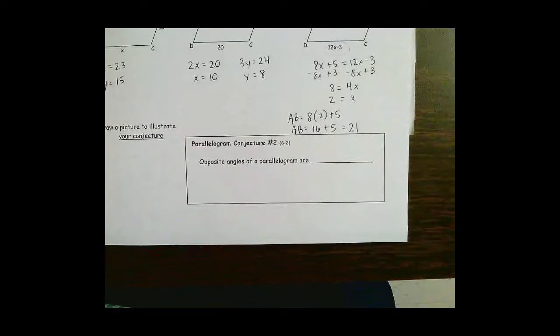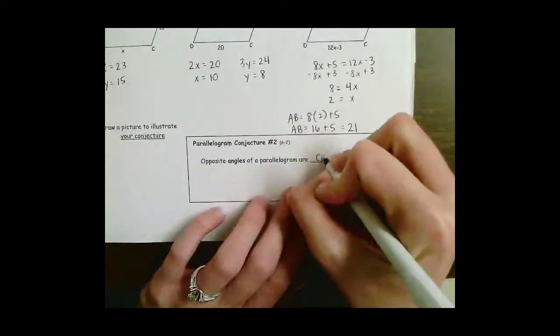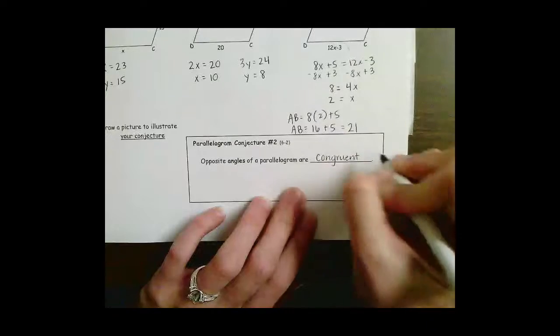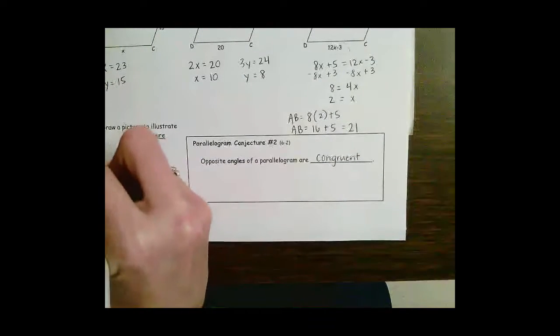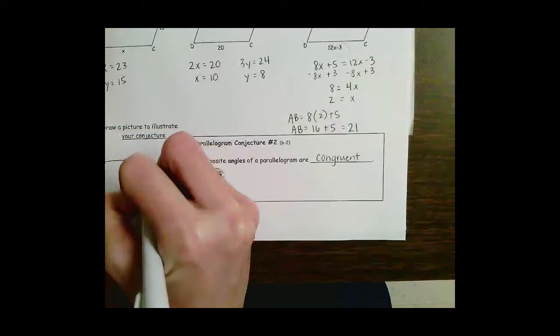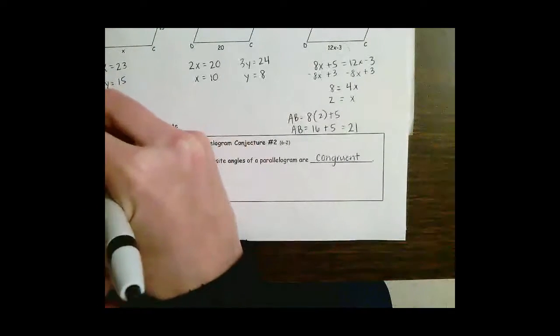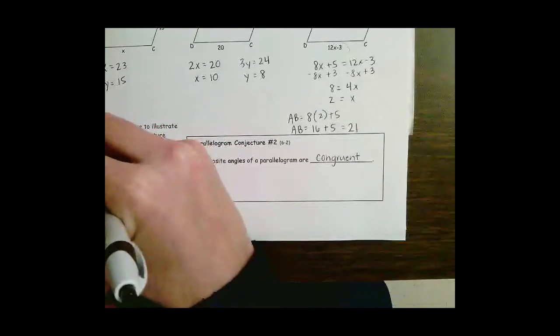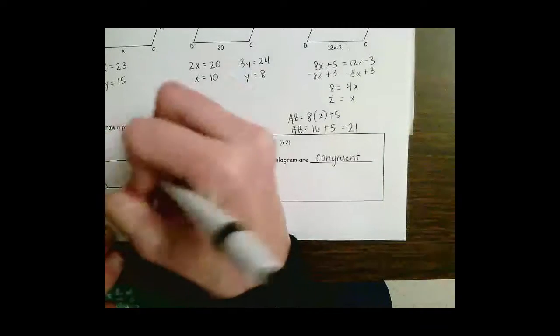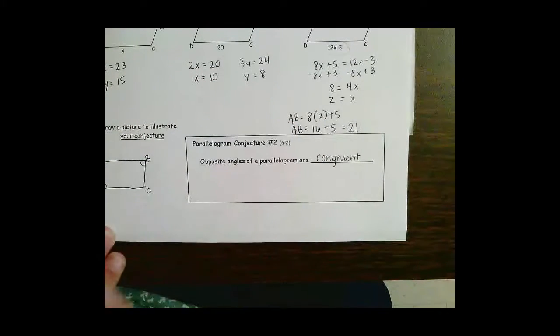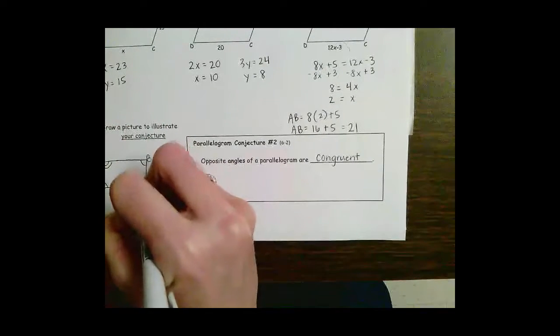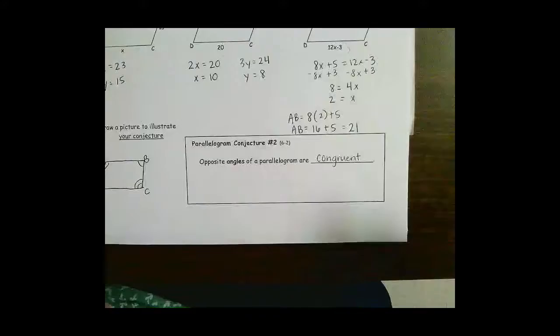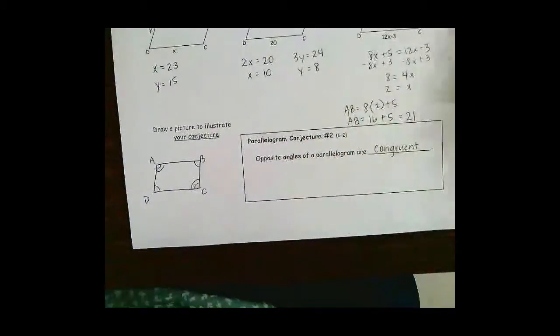Our second conjecture is that the opposite angles of a parallelogram are congruent. I want you to also draw a picture so we can still have the same A, B, C, D. You know that angle D and angle B are congruent, and you know that angle A and angle C are congruent. So now we're going to do some problems with that.